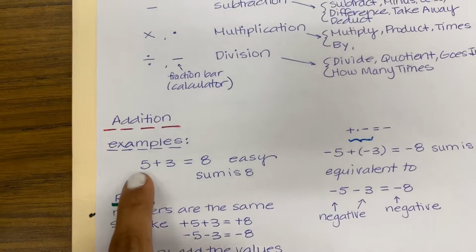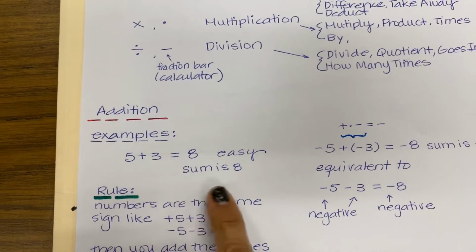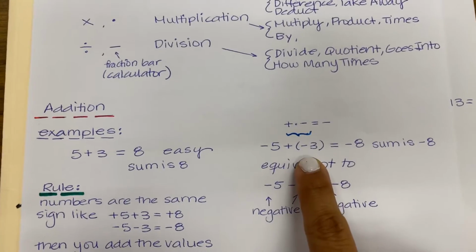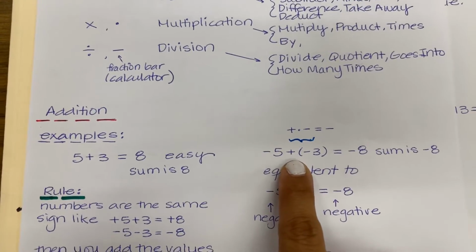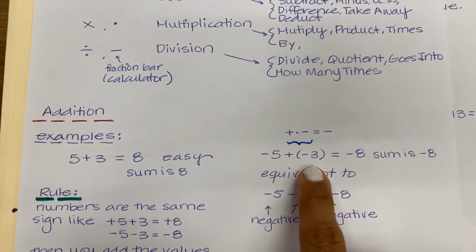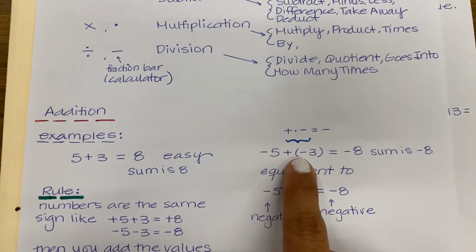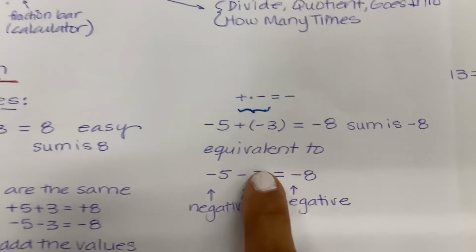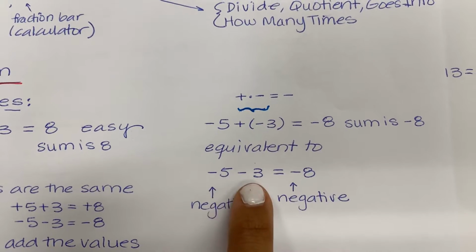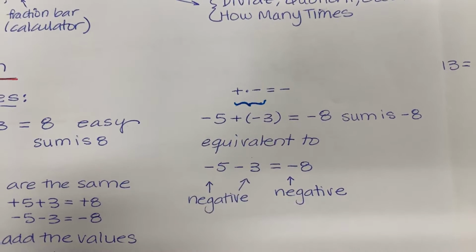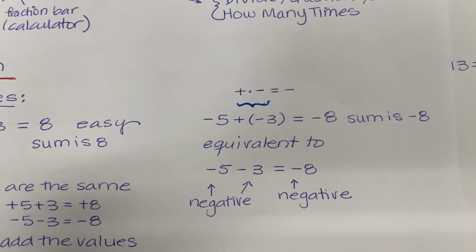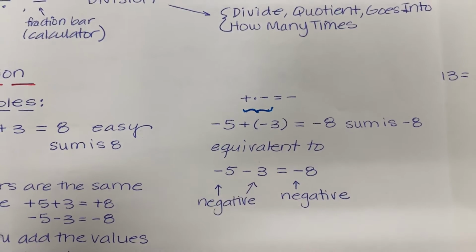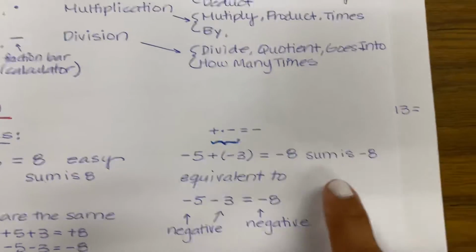So for instance, example 5 plus 3, super easy, 8, so the sum is 8, correct? If say you have a parenthesis, so -5 plus, and then value -3, you guys know that when you multiply a positive times a negative, you get a negative. So this -5 plus parenthesis -3 is equivalent to -5 minus 3, because that positive times negative is -3. Okay, so then my answer would be -8. 5 is negative, 3 is negative. So because the 2 values are negative, you add and keep the sign, so the sum is -8.